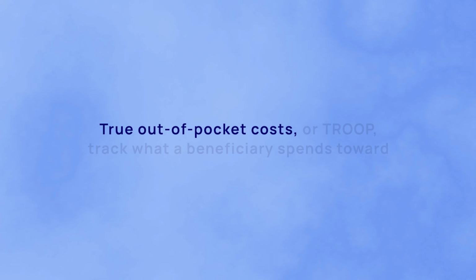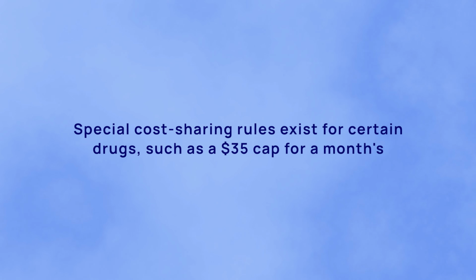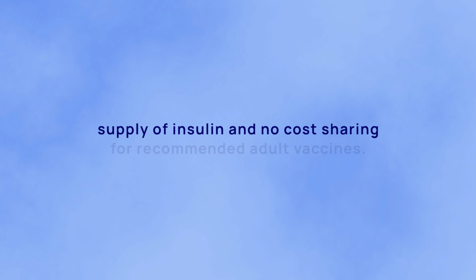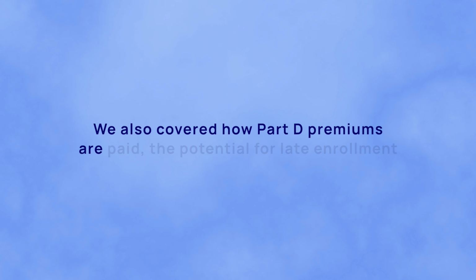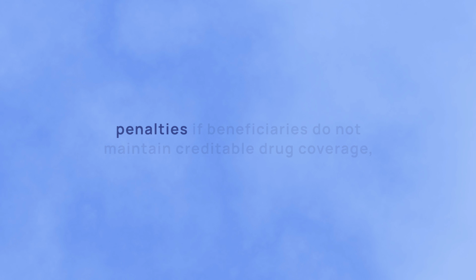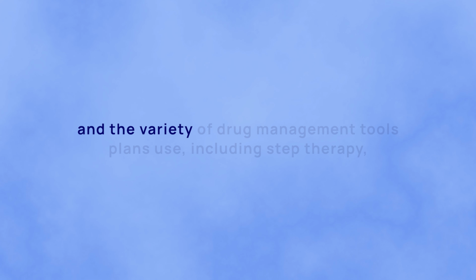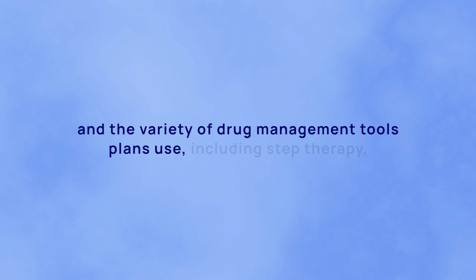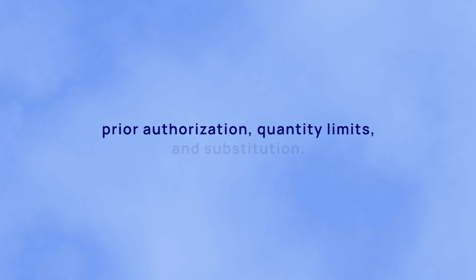True out-of-pocket costs, or TROOP, track what a beneficiary spends toward reaching catastrophic coverage. Special cost-sharing rules exist for certain drugs, such as a $35 cap for a month's supply of insulin and no cost-sharing for recommended adult vaccines. We also covered how Part D premiums are paid, the potential for late enrollment penalties if beneficiaries do not maintain creditable drug coverage, and the variety of drug management tools plans use, including step therapy, prior authorization, quantity limits, and substitution.